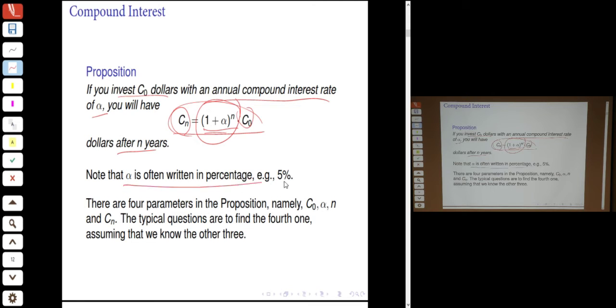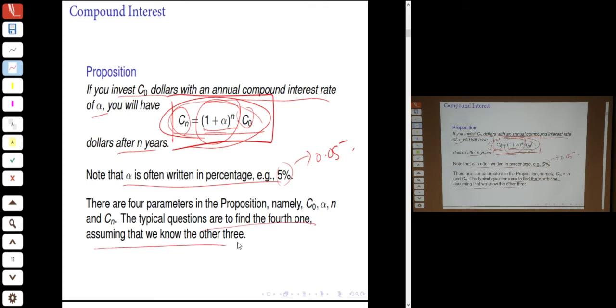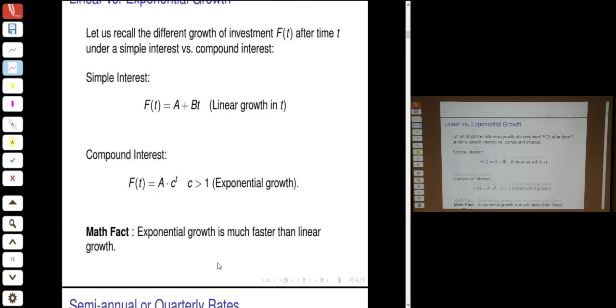So alpha is often written in percentage, so 5%, but for applying this formula, of course, you have to convert it to a fraction, which is 0.05. So there are 4 parameters in this proposition: C0, alpha, n, and Cn. The typical questions are to find the 4th one, assuming we know the other 3. So this is the way most of the questions work.